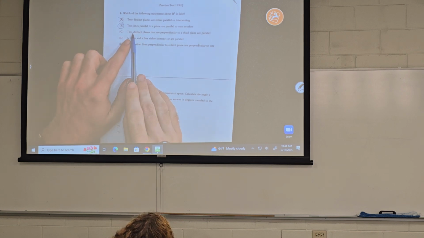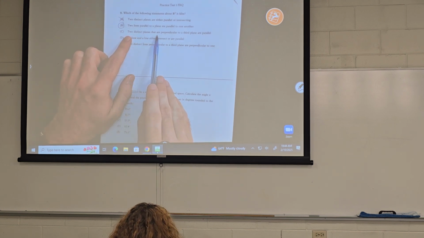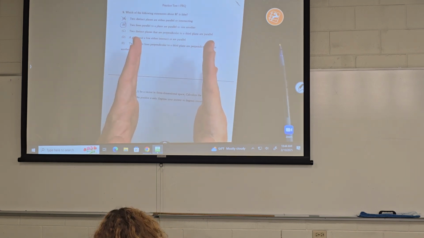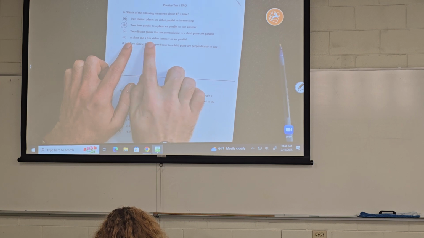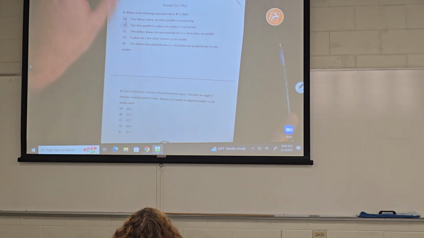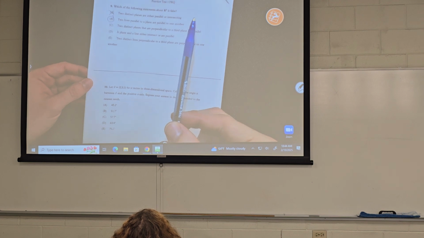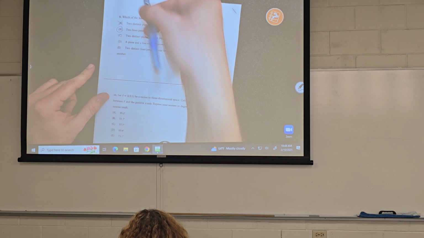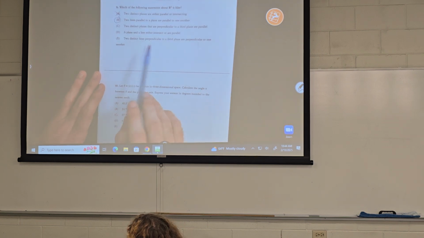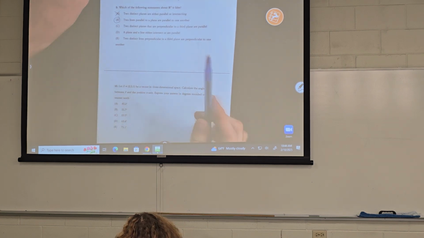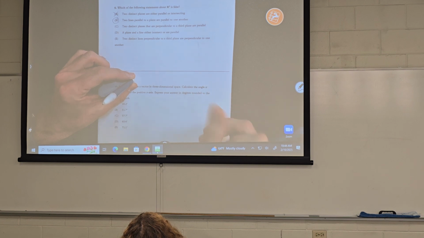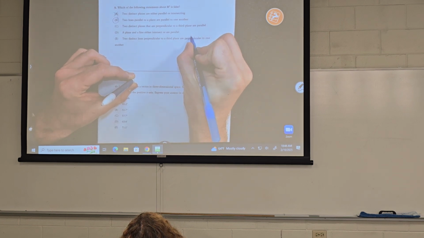Quickly, running through the other ones just to make sure we're all on the same page. Two distinct planes that are perpendicular to a third plane are parallel. True. A plane and a line intersect or are parallel. True. You've got a piece of paper and a pencil. They're either never going to intersect, or you tilt one of them just a bit, and eventually they will intersect. Two distinct lines perpendicular to a third plane are perpendicular to one another. No. Two distinct lines perpendicular to a third plane are either parallel or the same, so this should check out. Okay.